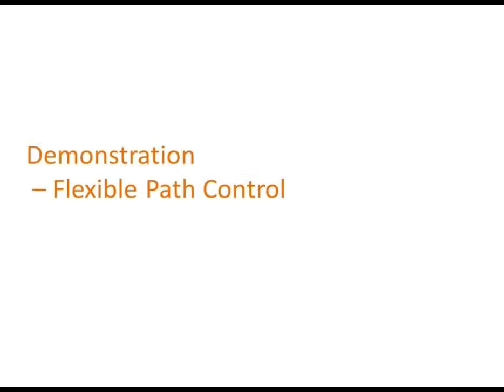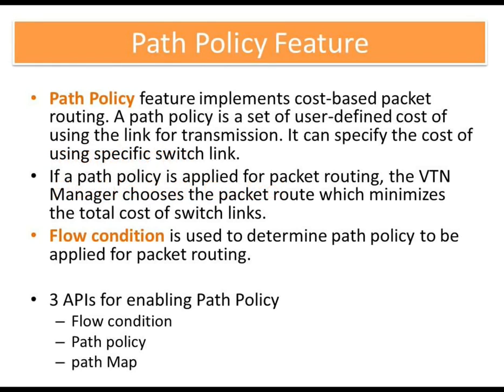This VTN is used to show the second demonstration. The second demonstration is the path policy feature supported in VTN. Using this feature, the user can control the paths taken by traffic data flows in the OpenFlow network. Path policy feature implements cost-based packet routing.